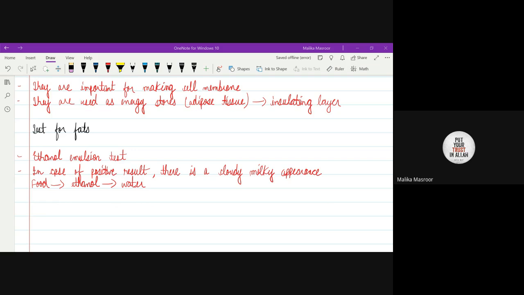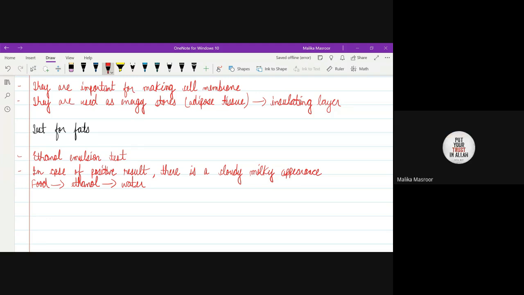Any questions from fats? Miss, it will give a cloudy, milky appearance, and also the lipids will be floating on the water. Yeah, so that is what is giving the cloudy appearance, those small fat globules. Yes, you're correct. So if the question asks what tells us that this emulsion test was a positive result, do I write that it gives a cloudy appearance, or do I write the lipids are floating on the water?